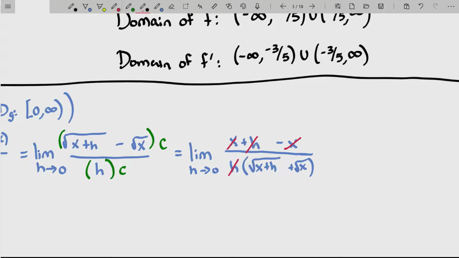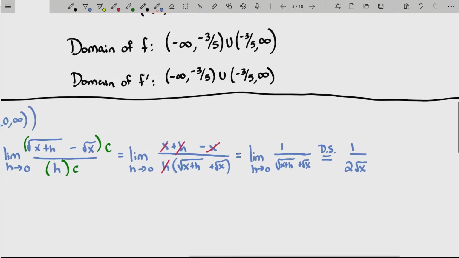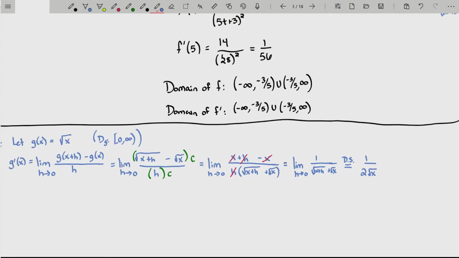So this ends up looking like the limit as h approaches 0 of 1 over the square root of x plus h plus the square root of x. Allow h to go to 0 by direct substitution. You get 1 over root x plus root x, or 1 over 2 times the square root of x. And that is actually the derivative, forever and ever, of the square root: 1 over 2 root x.